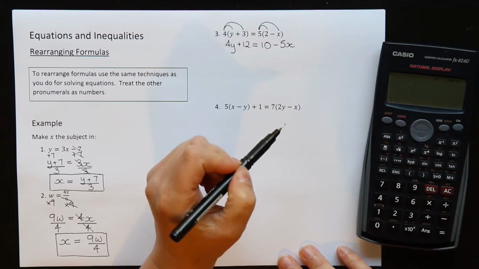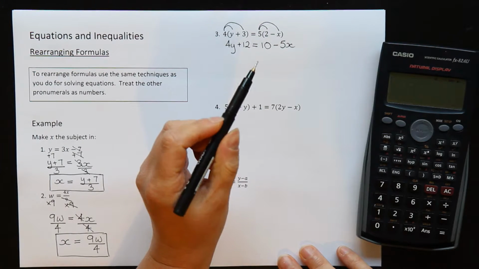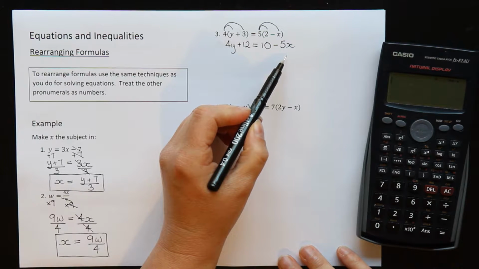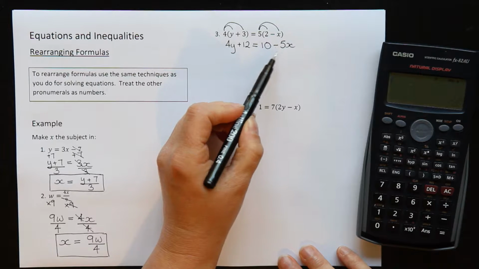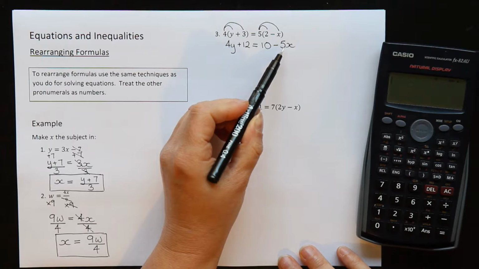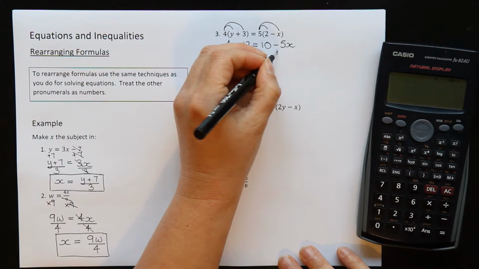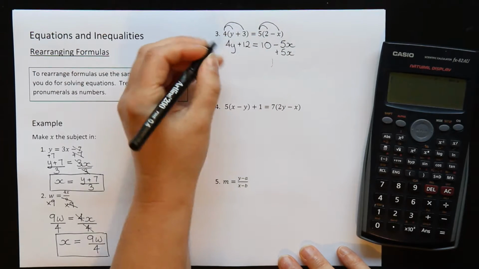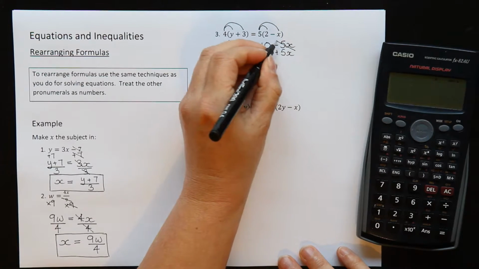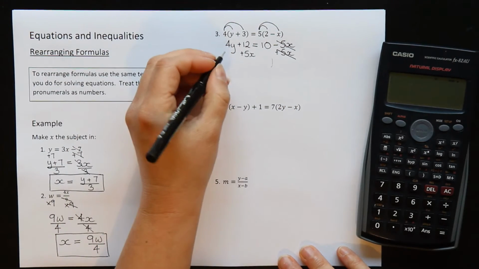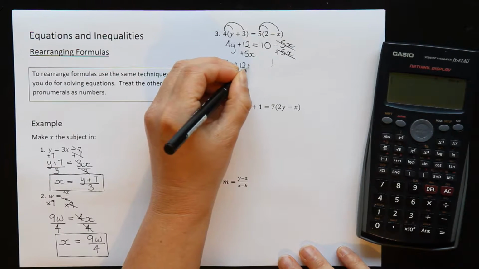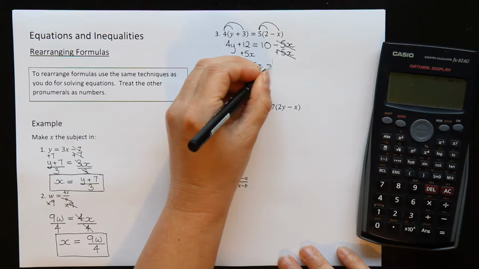Alright, the x is what we want by itself. So we're going to need to have our x positive. We don't like to have to divide by negative numbers, which is where we're going to be heading if we do this the way it is at the moment. So what I will do is I'm going to actually add the 5x to move it over to the other side, and that will make it positive. Okay, so I have 4y plus 12 plus 5x is equal to 10.